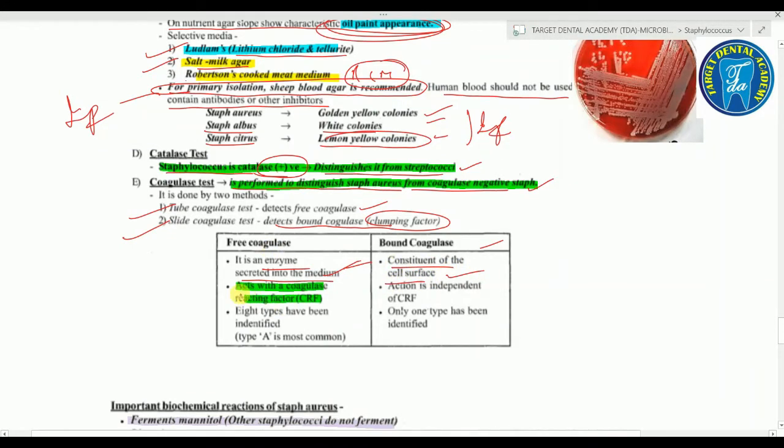Free coagulase acts with CRF, the coagulase reacting factor, while the action of bound coagulase is independent of the coagulase reacting factors. In free coagulase, 8 types have been identified, in which A is the most common cause, while in bound coagulase only one type has been identified.